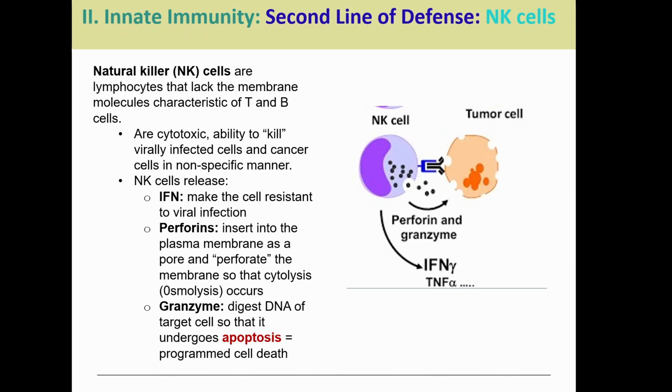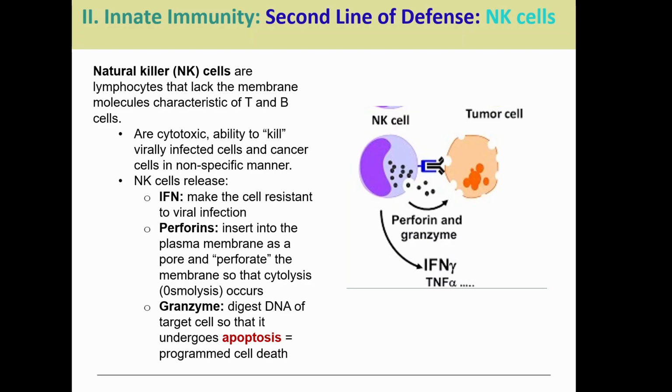We also have the natural killer cells. These guys are lymphocytes that don't have the same membrane molecules that the T and B cells have. Their job is to kill cells that are infected or cancerous, but not in a specific manner. So they're not going after infected cells that have a specific virus. It's any virally infected cell. And so how they do this, as a natural killer cell, we can release interferon, which is, again, going to make a cell resistant to viral infection. It's going to provide protection to a healthy cell against a virus.